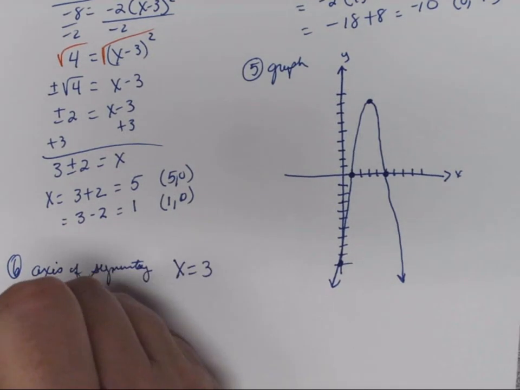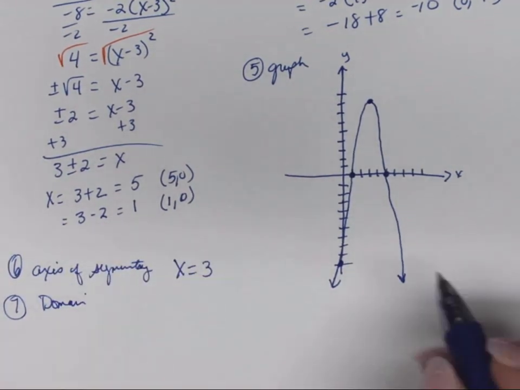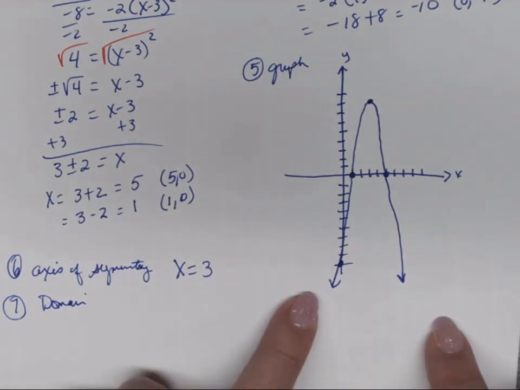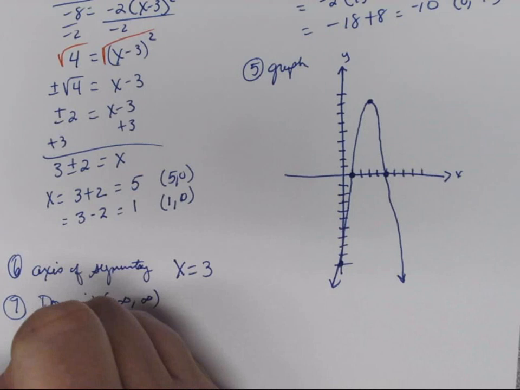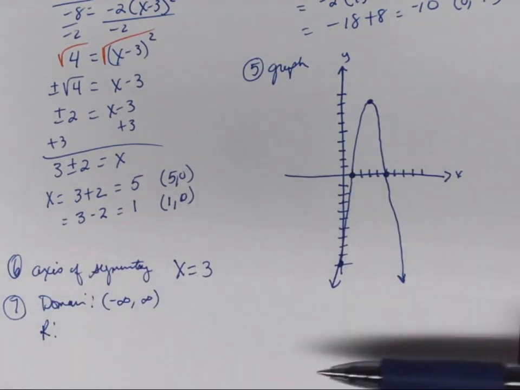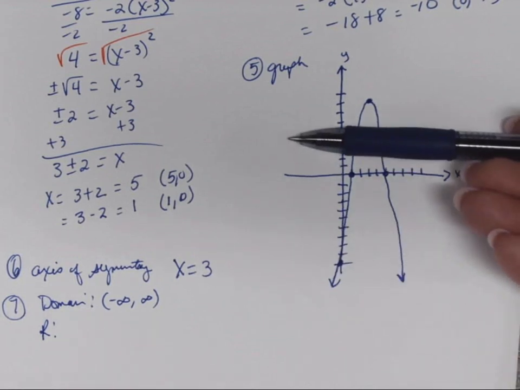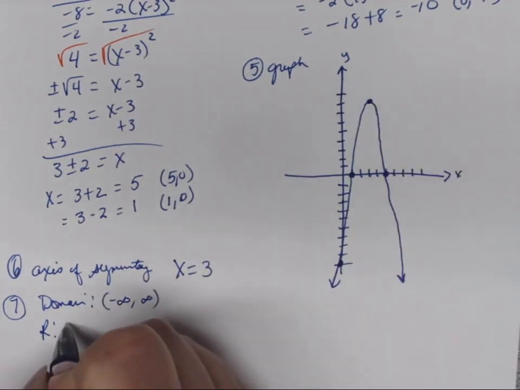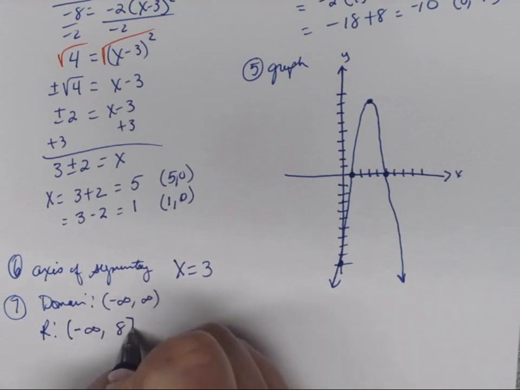The domain is going to be, because it continues on, negative infinity to infinity, and the range is going to go from, coming down from the negative side going up, negative infinity all the way up to 8. It actually includes the 8, so it'll be negative infinity to 8 with a bracket.